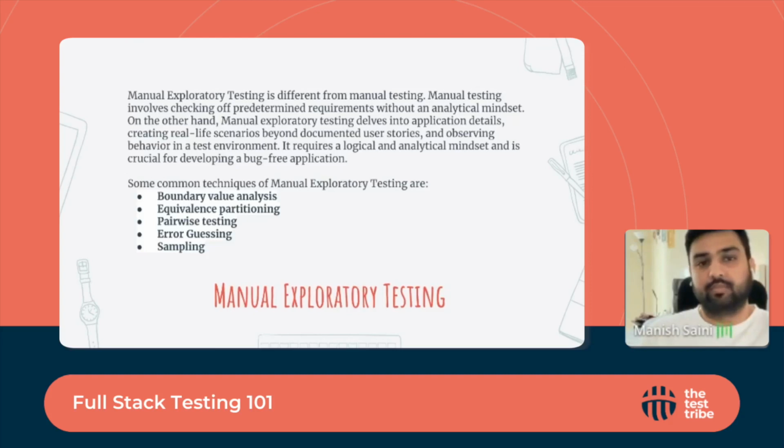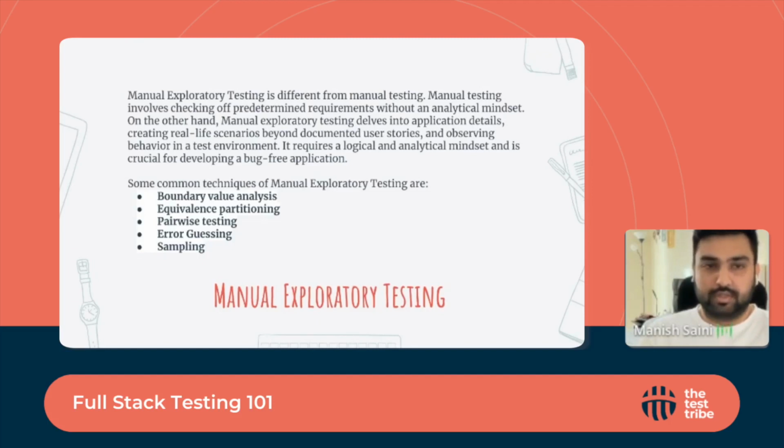There are multiple approaches for that, and some common techniques we use in manual exploratory testing are boundary value analysis, equivalence partitioning, and pairwise testing. These are things you have heard of and are using. So this is a part of manual exploratory testing. It is an enhancement on top of functional testing. It's not just functional testing or manual testing, we are doing manual exploratory testing.